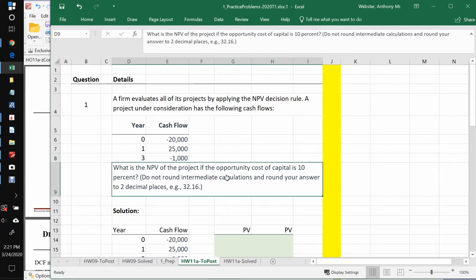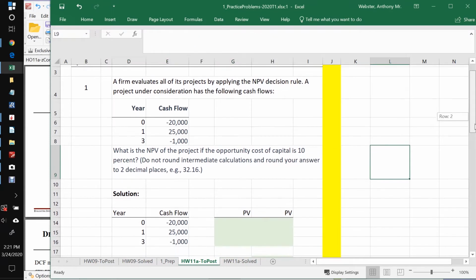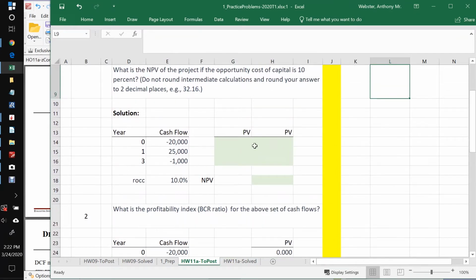What's the NPV of the project if the opportunity cost of capital is 10%? Do not round and use 2 decimal places. Okay, so let's see if we can solve this. So all we need to do with the NPV method, it's the simplest, most straightforward method, is we want to discount each cash flow individually back to time t equals 0, and then add up those discounted cash flows, and that's going to be the NPV. So I've reminded us here our opportunity cost of capital, ROCC, always stands for R, opportunity cost of capital. That's 10% here. And what's my PV of this 20,000 going to be?